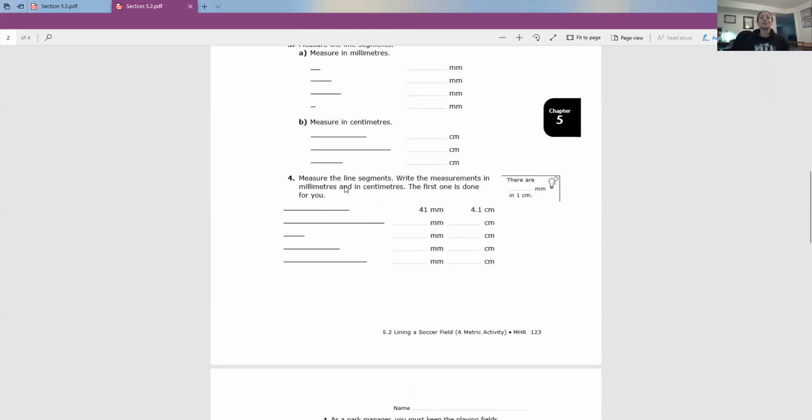And then for question 4, you should realize on your ruler that there are 10 little marks in between every centimeter. Those are each millimeters. So there are 10 millimeters in a centimeter. So take your rulers and measure each one of these lines. Write it and look at the measurement in millimeters and then measure it in centimeters. You should be pretty exact when you're measuring, okay?